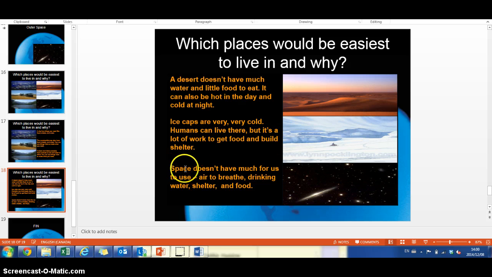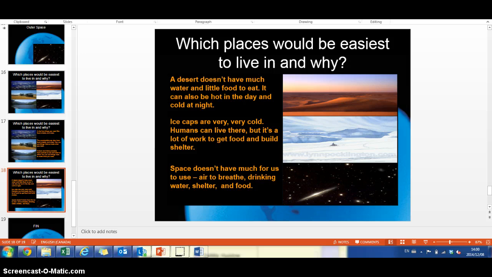Outer space, space doesn't have much for us to use. There's no air to breathe, and really no drinking water, there's no shelter, and there's no food, so outer space is probably the most difficult place to live. We know this because of astronauts, right? They have to wear special suits and live in spaceships that are very difficult and expensive to build.